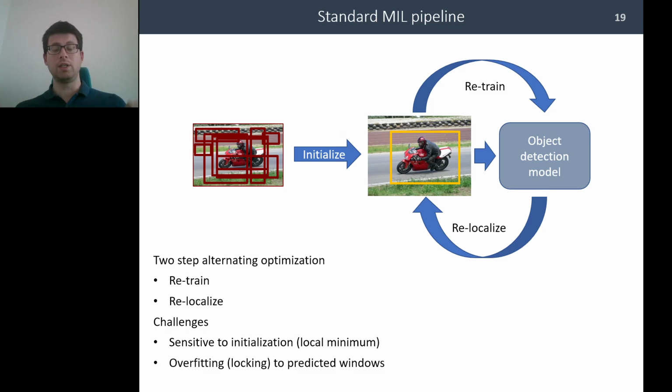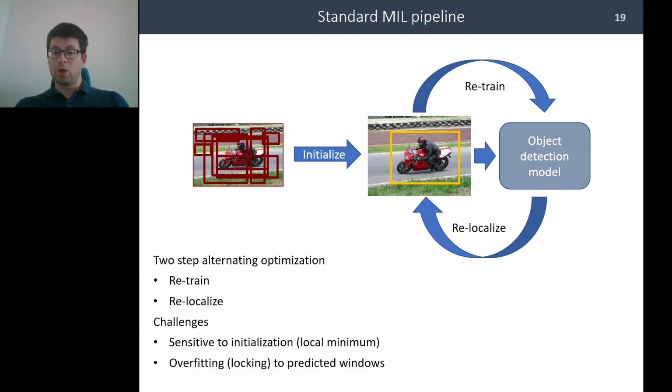And then once we initialize our positives, now we can train our object detector, assuming that these are the correct ones, correct localization. Then once the object detection model is learned in the first iteration, we use the learned one to relocalize the positives. So it's kind of a self-annotation scheme. This two-step alternating optimization is common to all weakly supervised methods and weakly supervised object detection methods.